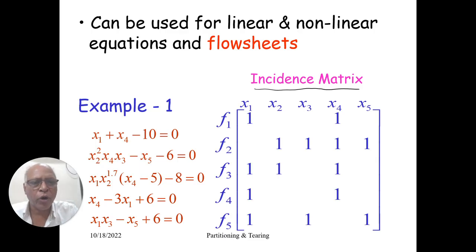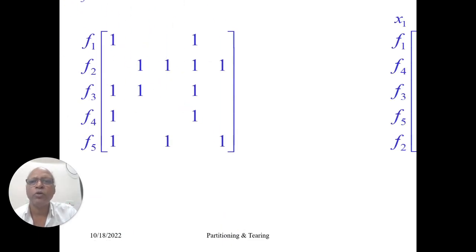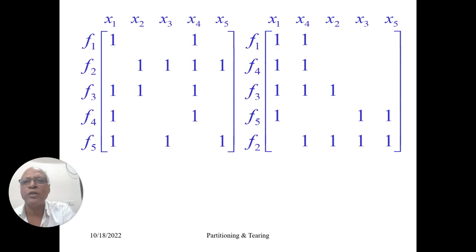It need not be 1. As I said, you can use any symbol. So create this incidence matrix. But even from this incidence matrix, you may not be able to identify the partitions. So let me go into the next. This was the original incidence matrix. I have rearranged the rows and columns.